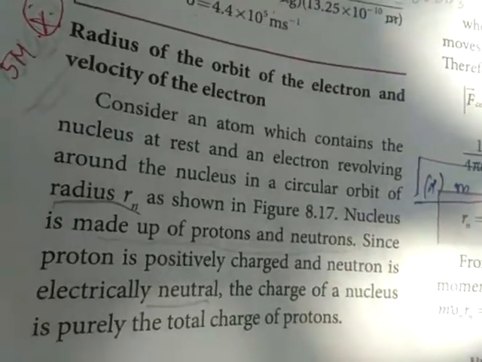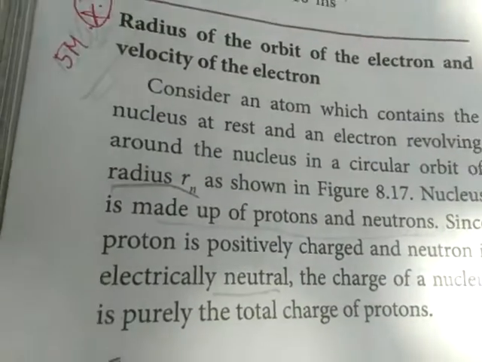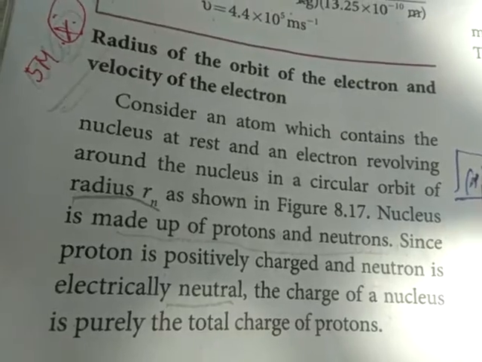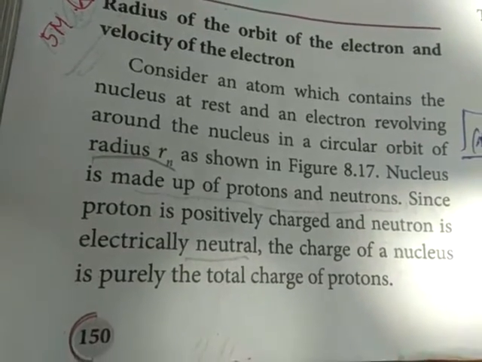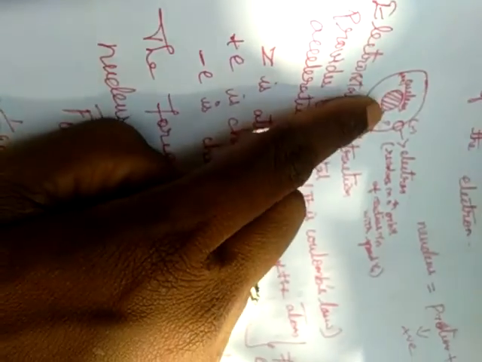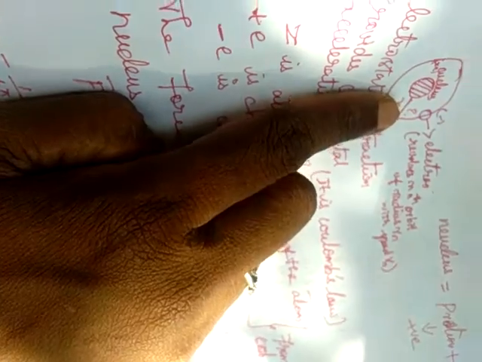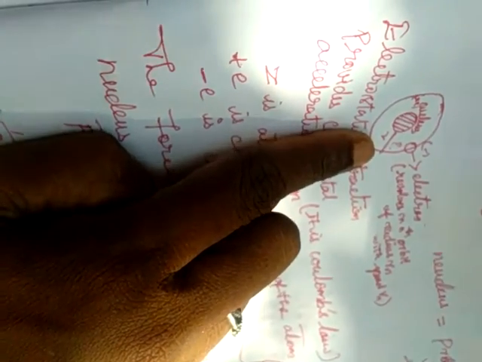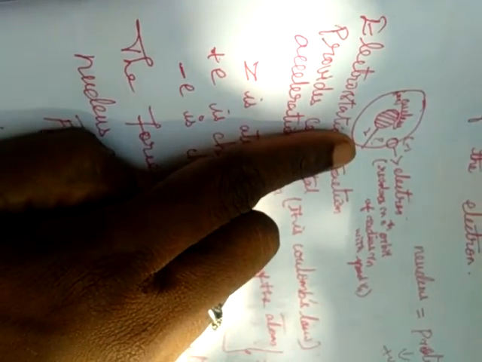Now you see the next part: the radius of the orbit of the electron and the velocity of the electron. Consider a nucleus and the first orbital. An electron revolves around the nucleus, as you already know. The gap between the nucleus and the first orbital is the radius. Now we have to find out the radius value.